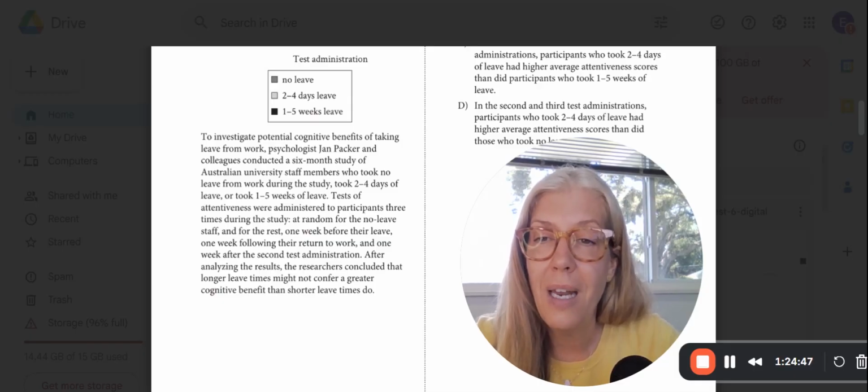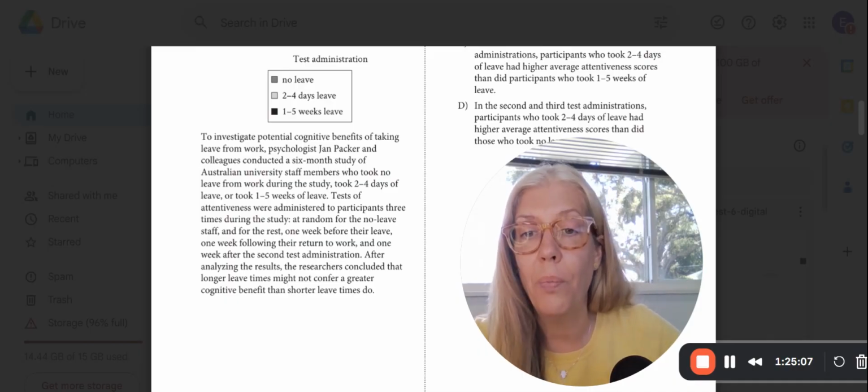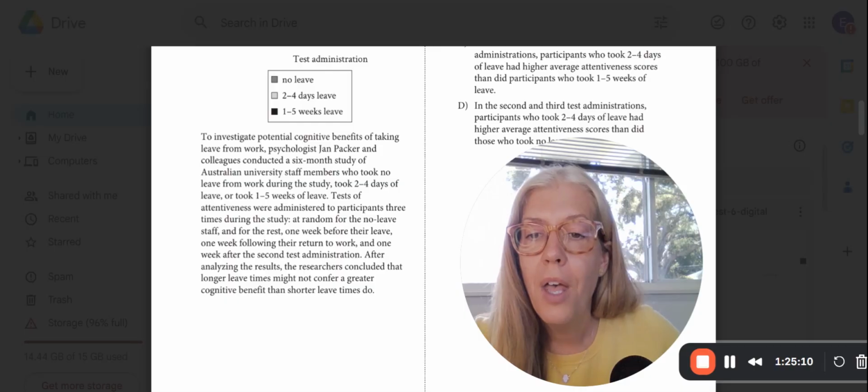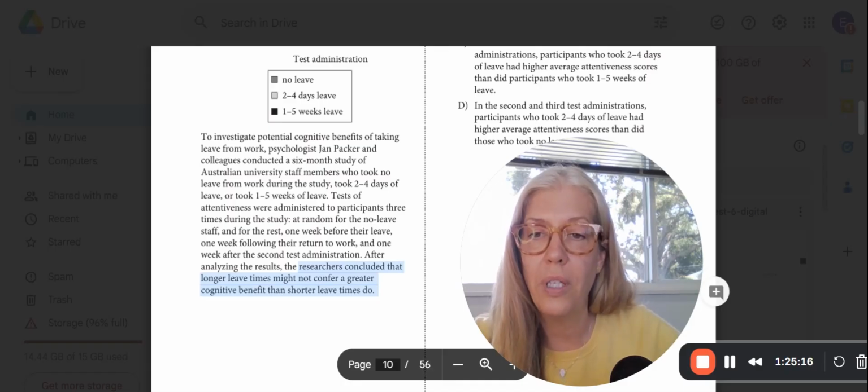Tests of attentiveness were administered to participants 3 times during the study, at random for the no leave staff, and for the rest, 1 week before their leave, 1 week following their return to work, and 1 week after the second test administration. After analyzing the results, the researchers concluded that longer leave times, I found the conclusion. Researchers concluded that longer leave times might not confer a greater cognitive benefit than shorter leave times.